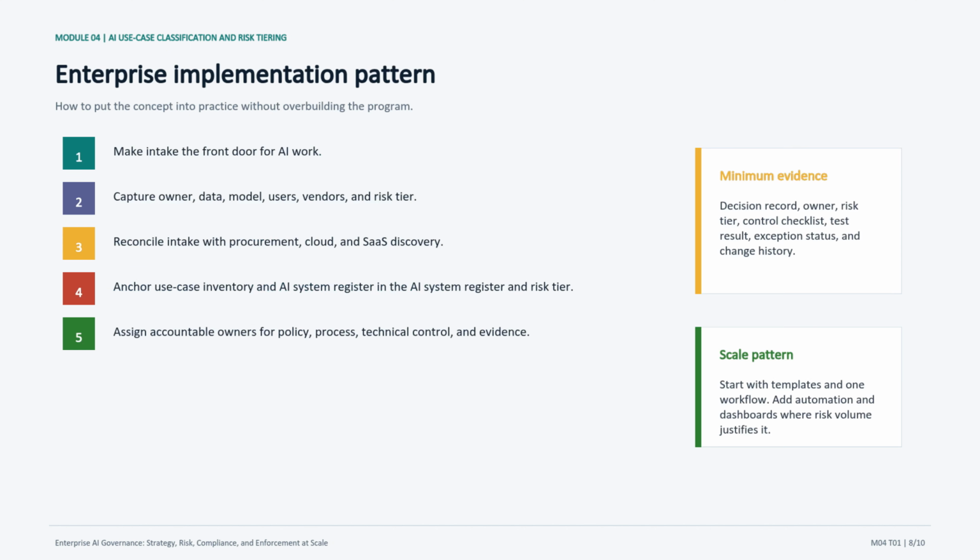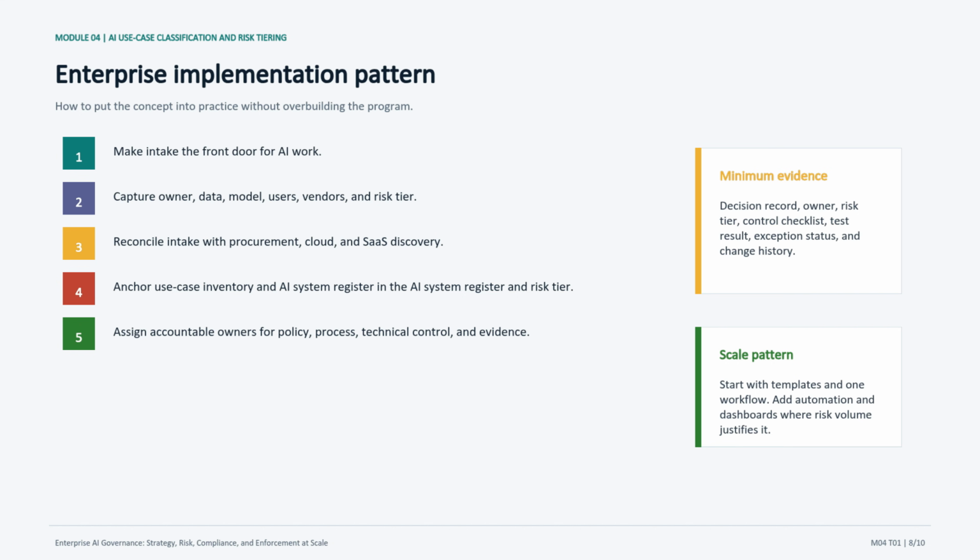This slide is the move from design to execution. I would present these steps as a practical starting pattern for teams that need to make use case inventory and AI system register real without waiting for a perfect enterprise program. The implementation actions here include make intake the front door for AI work, capture owner, data, model, users, vendors, and risk tier, and reconcile intake with procurement, cloud, and SaaS discovery.